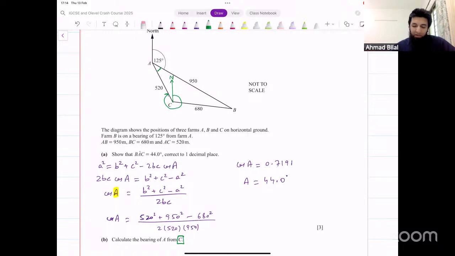How can you find this angle now? Let's think about it. We have found that this angle here is 44 degrees. 44.0, that's 44 degrees. That's what we have found out.